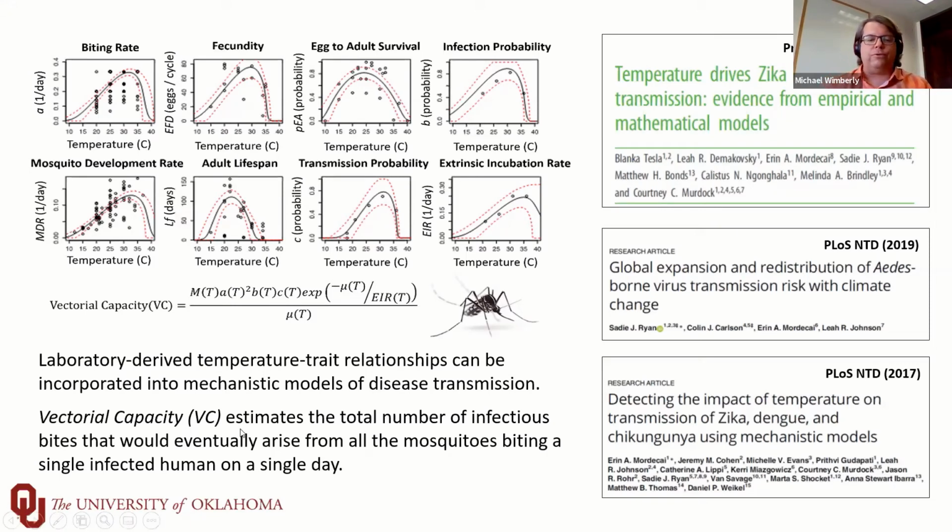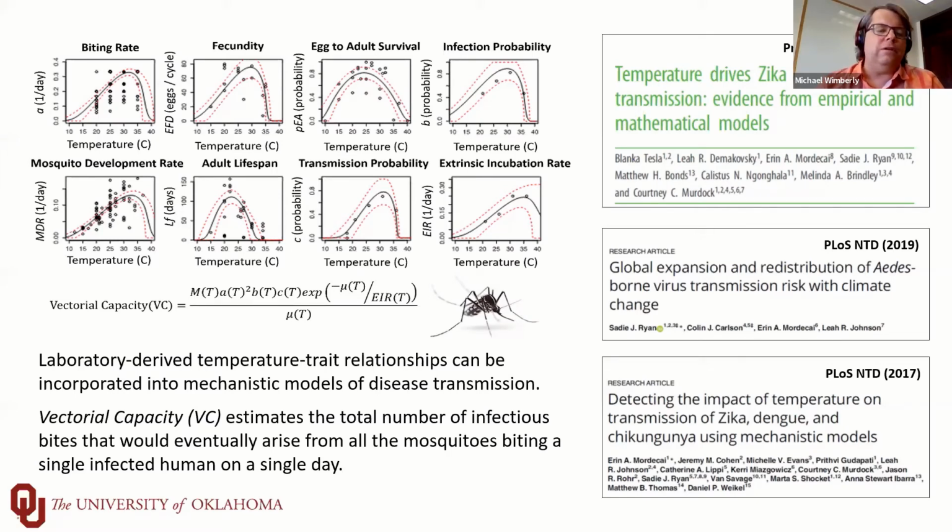So if we crunch through all the numbers and we know what the temperature is at a particular location, we can figure out from all of this the vectorial capacity. So what is the total number of infectious bites that would eventually arise from all the mosquitoes biting a single infected human in a day?